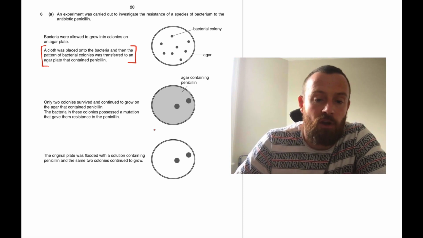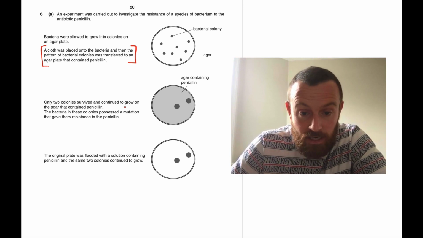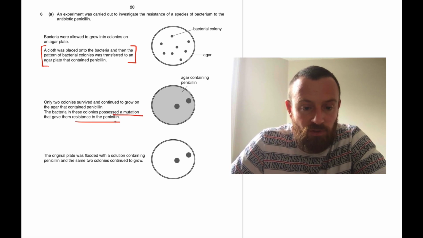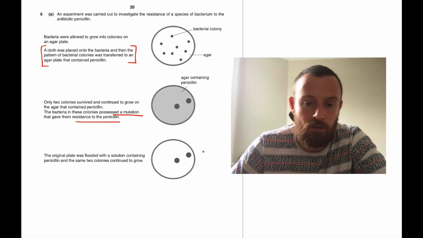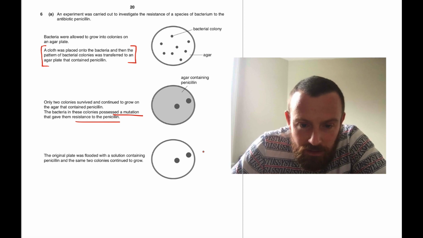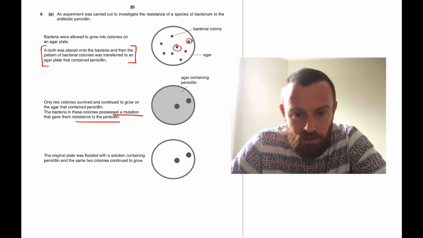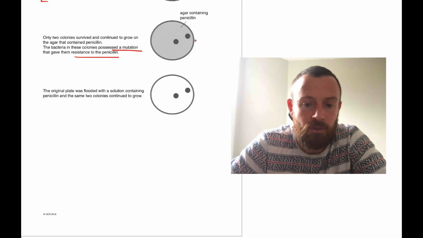Only 2 colonies survived and continued to grow on the agar that contained penicillin. The bacteria in these colonies possessed a mutation that gave them resistance to penicillin. Now we take the original plate and flood it with penicillin, and it's the same 2 colonies that are growing. That looks to me to be this one and this one, by the way. So these two colonies are the ones that had the mutation.